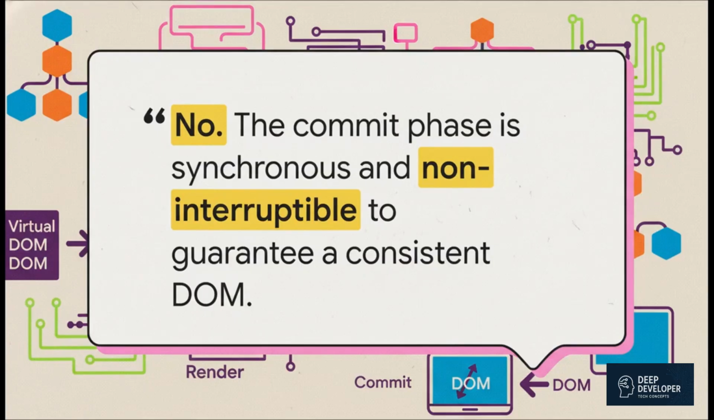The commit phase is synchronous and cannot be interrupted. It has to be this way to prevent the user from ever seeing a half-updated, broken, or janky-looking UI. Only the planning part, the render phase, can be interrupted, and that allows React to pause what it's doing to handle something more urgent, like the user typing into an input field.